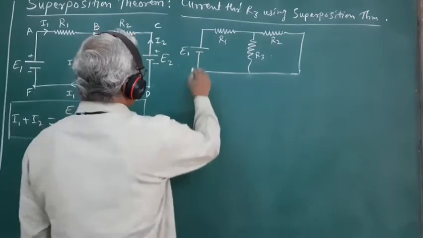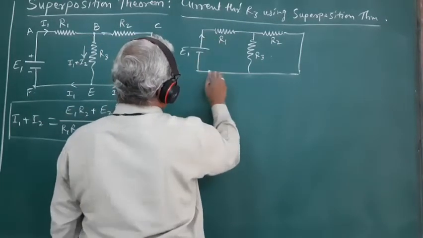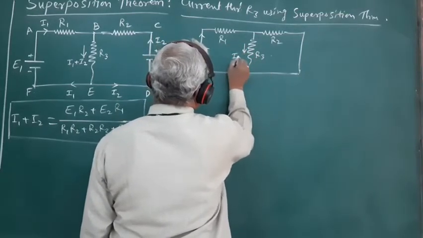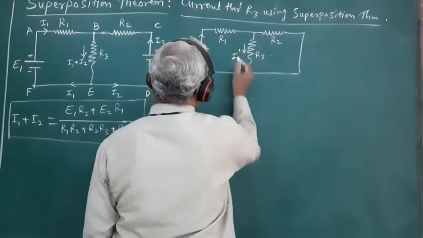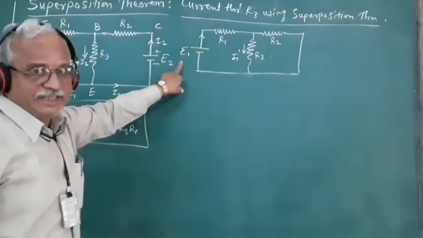So this is E1, R1, R2, and R3. Let I1 prime be the current flowing through R3. I1 prime is the current flowing through R3 due to E1 only.